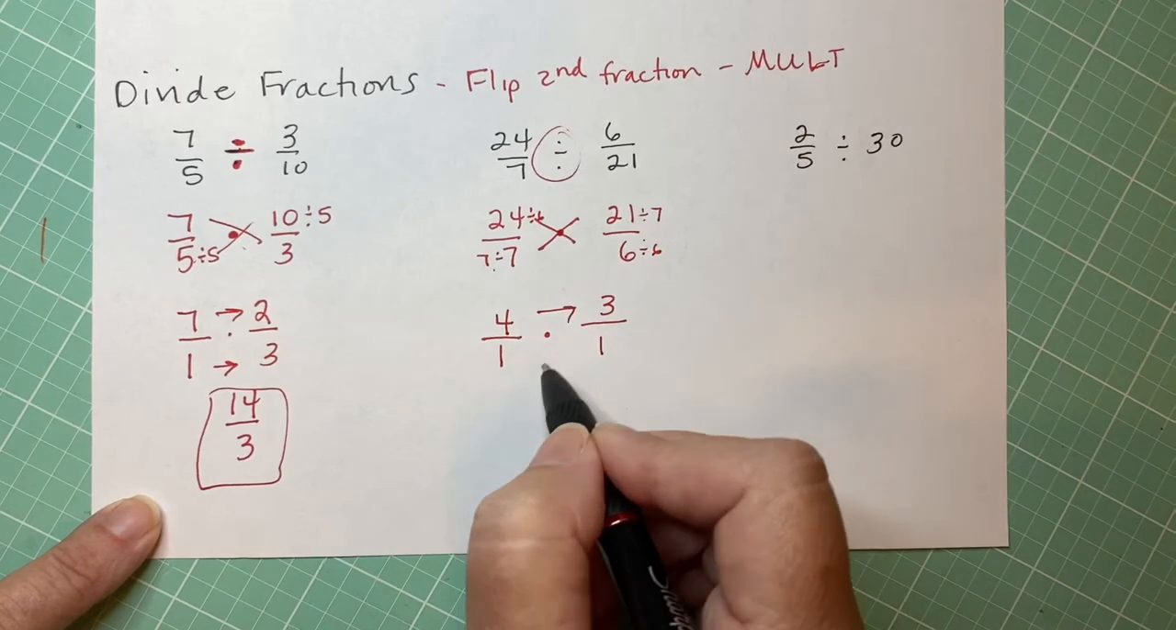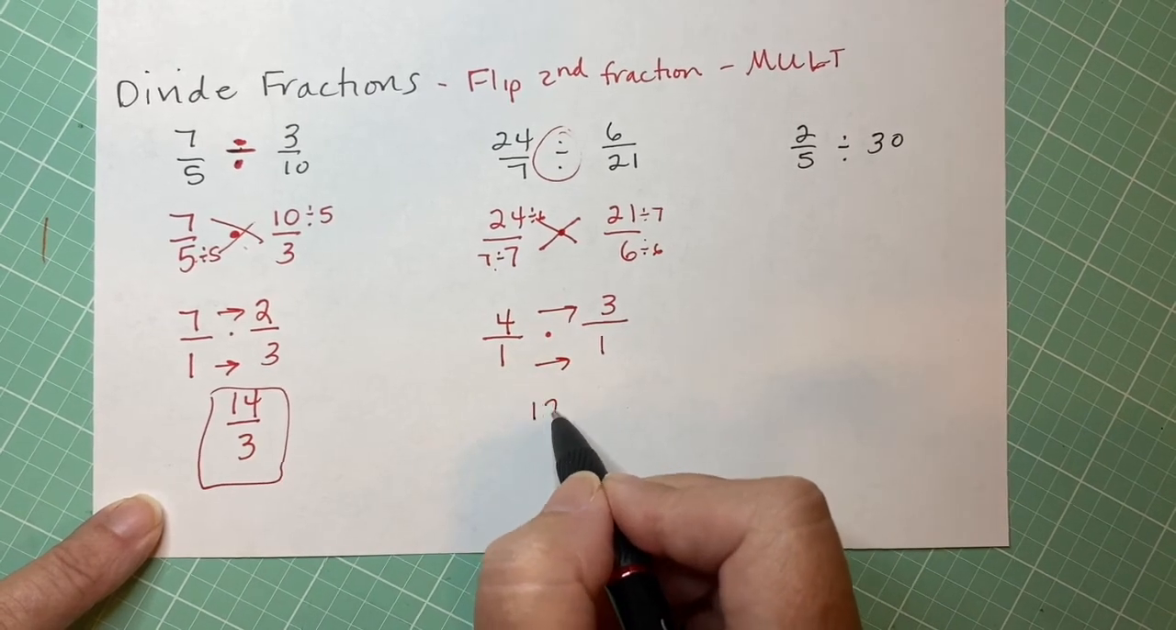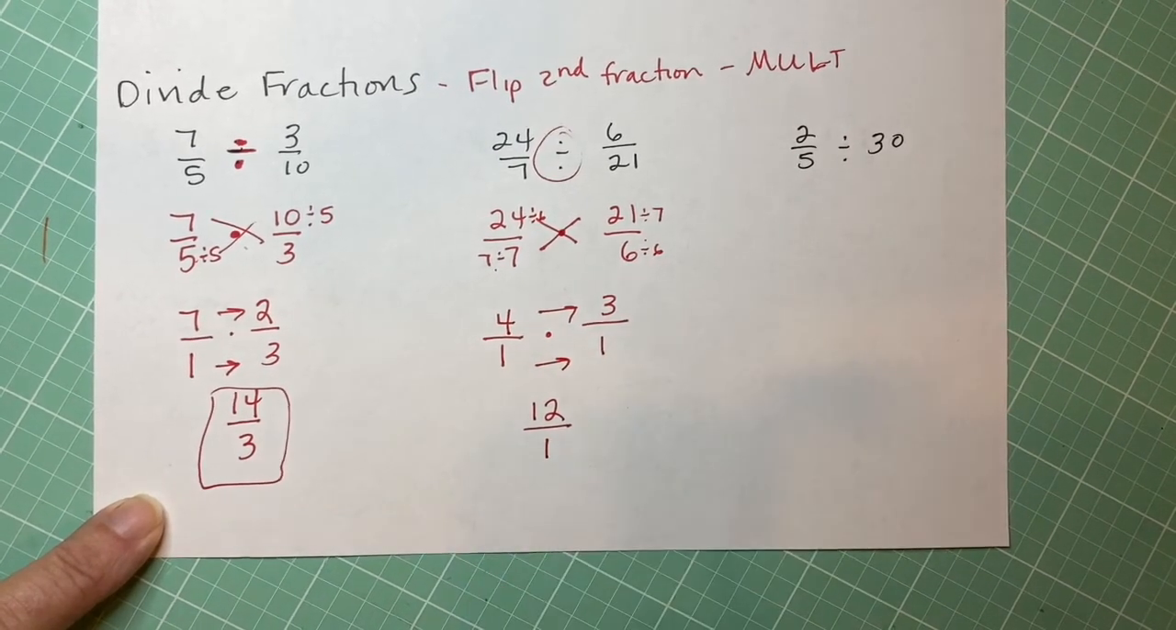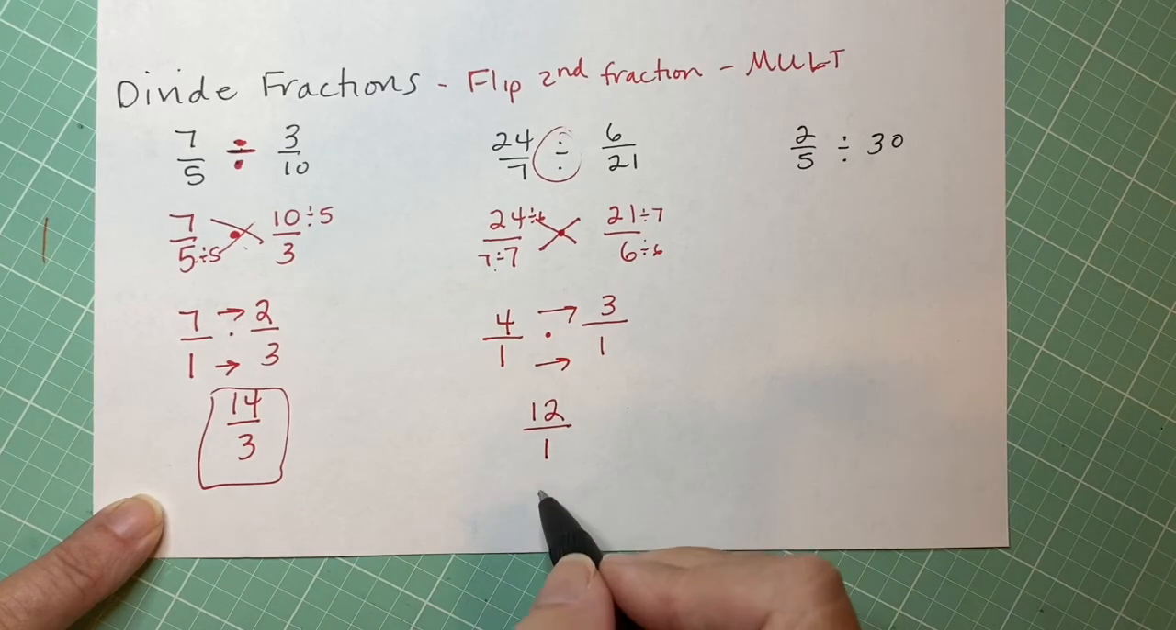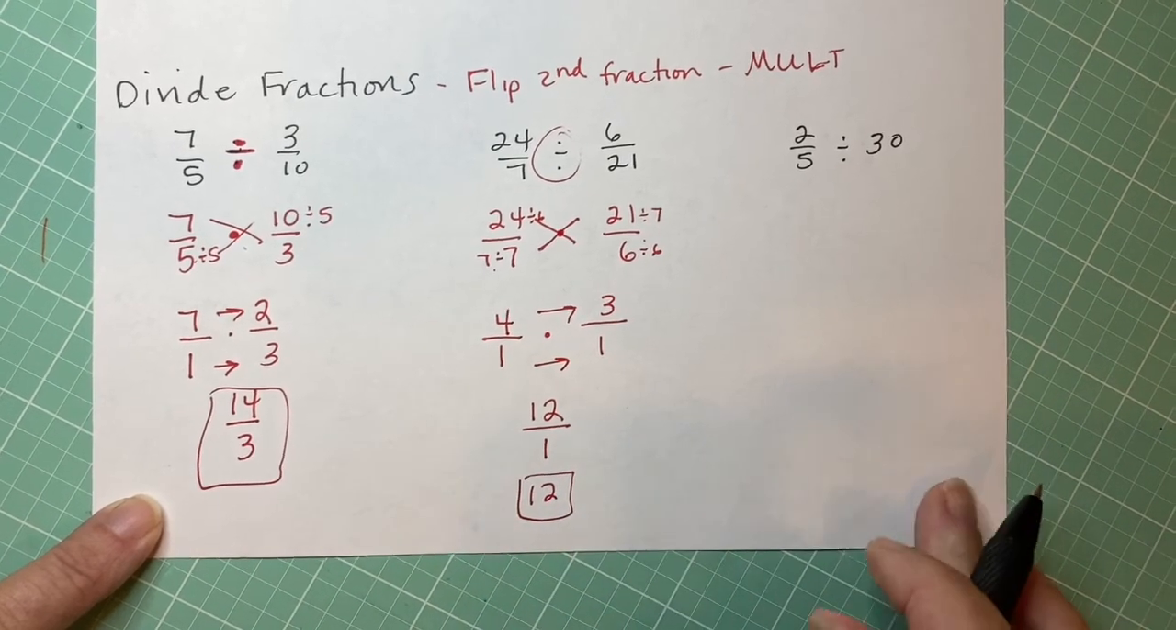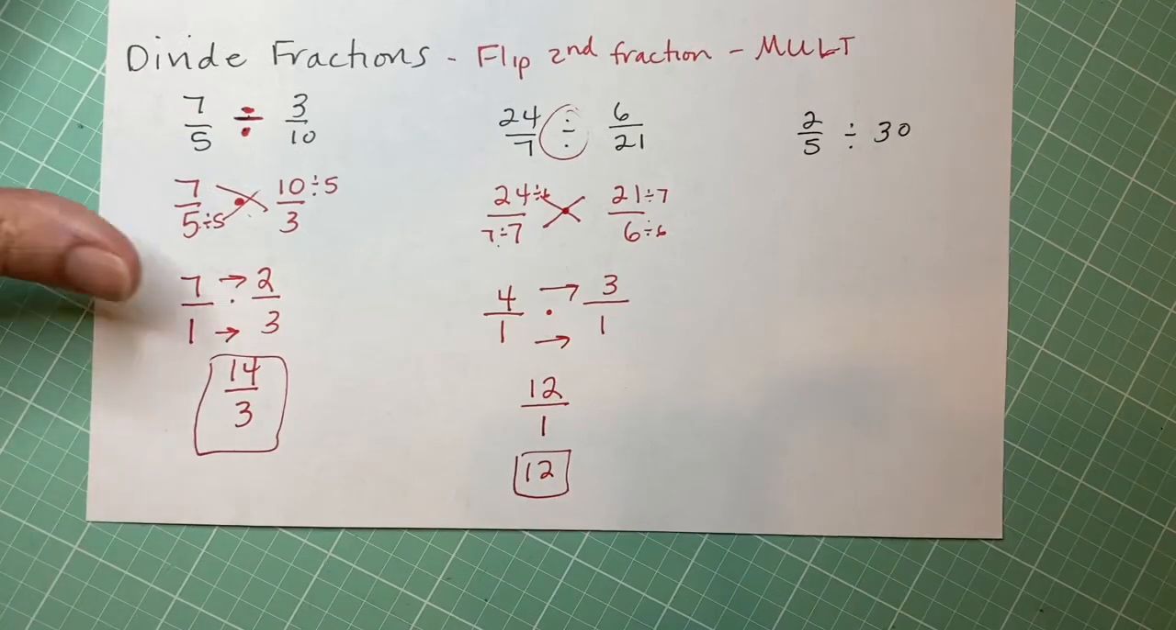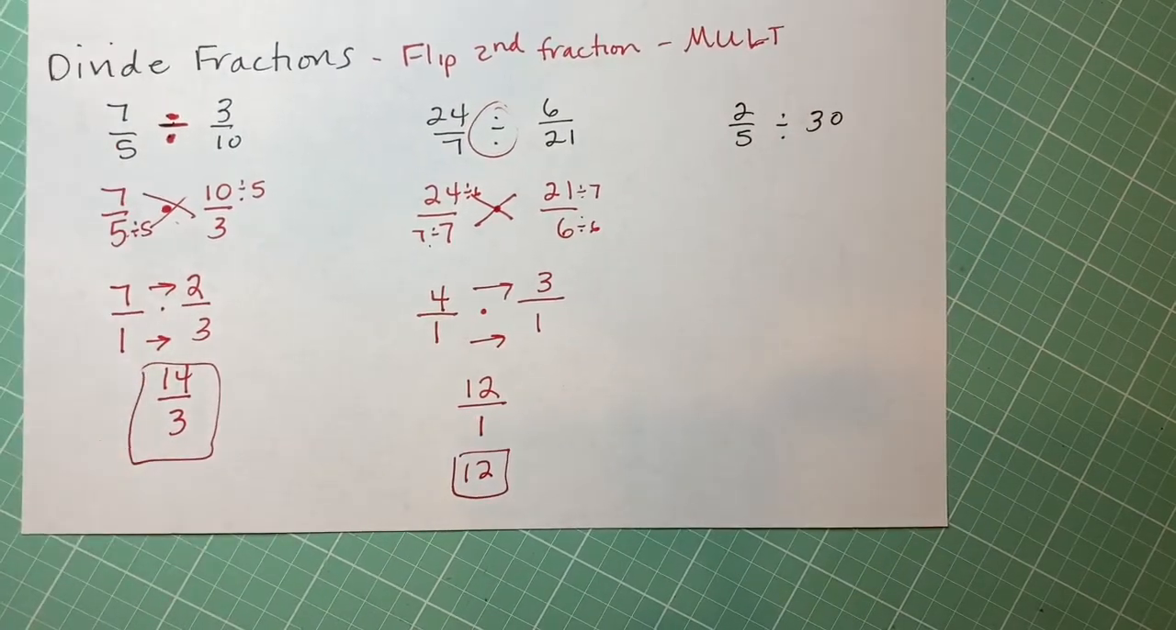And then we're going to multiply across the top and across the bottom. 4 times 3 is 12. 1 times 1 is 1. And 12 over 1 is the same as just 12. Again, either way you leave that answer is perfectly okay.